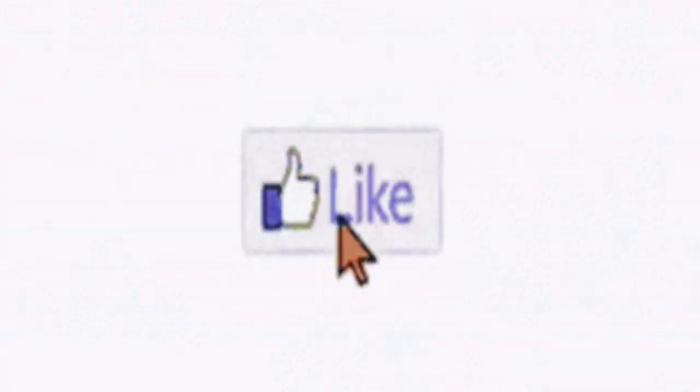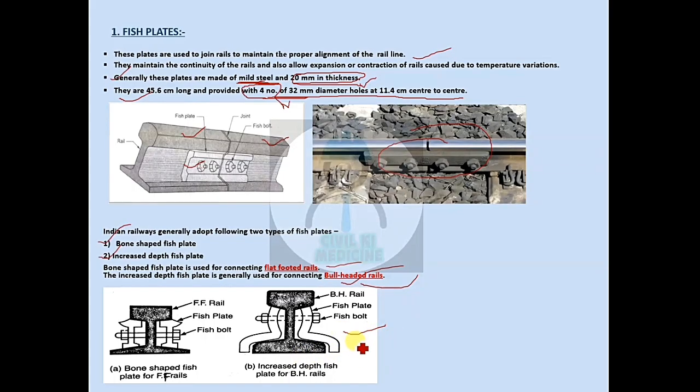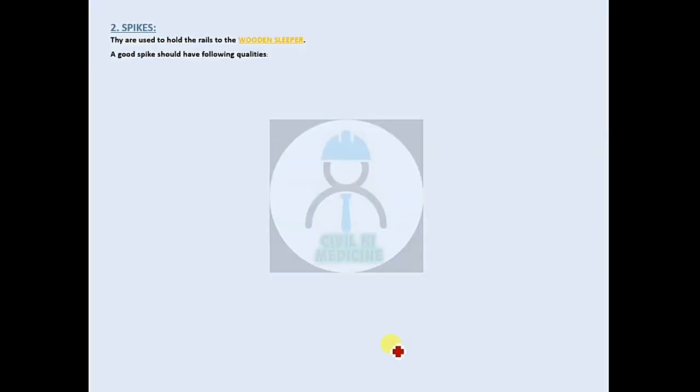This is the bone shaped fish plate and this one is the increased depth fish plate. In the above diagram, this joint is made by the bone shaped fish plate. The increased depth fish plate is generally used for bull headed rail. This type of fish plate is now obsolete because the rail section now used is flat footed. So bone shaped fish plates are seen, and increased depth fish plates are obsolete. Now next, the second one is the spike. Generally, spikes are used to hold the rail to the wooden sleeper.